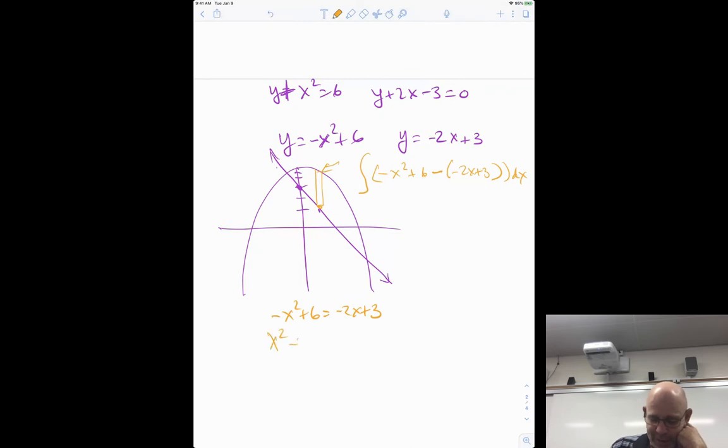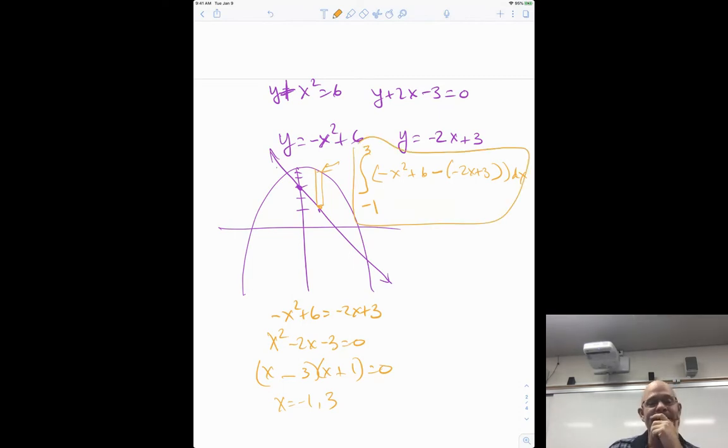Gives me x squared minus 2x. I'm bringing everything to the right side. x squared minus 2x minus 3 equals 0. Factor. Usually they come out nice for sure. (x minus 3)(x plus 1). So it looks like negative 1 and 3. Negative 1 and 3. Again, I'm going to stop there because it's just power rules.